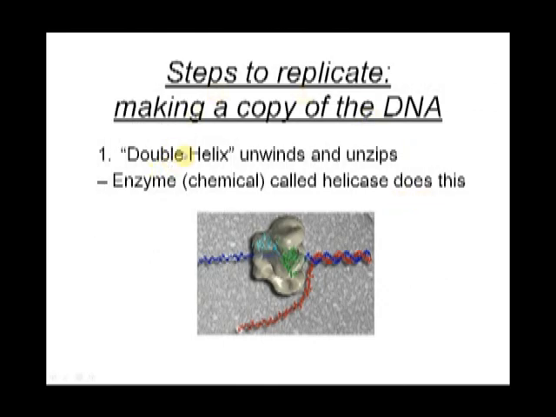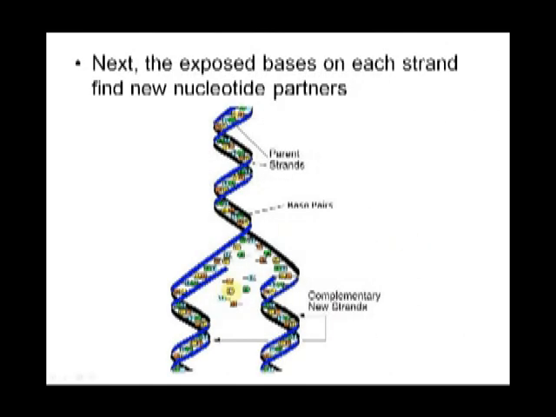Here's that first step. Here's a molecule of the enzyme helicase that actually unwinds the DNA. You can see the DNA strand being unwound right there. Then as it unwinds, these new nucleotides come in. See them coming into both sides and matching up? Boom, boom, boom. And we've got two identical strands of DNA. Only this shape could allow that to happen.